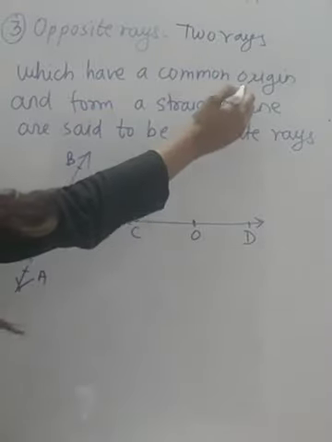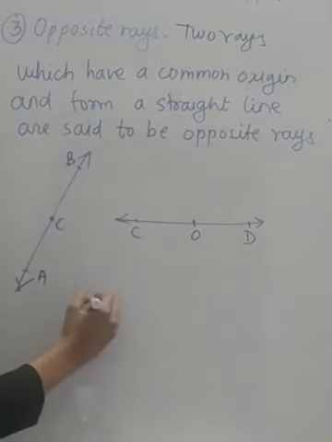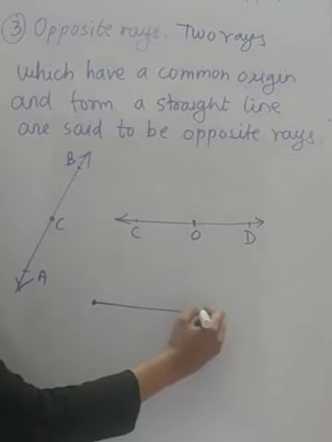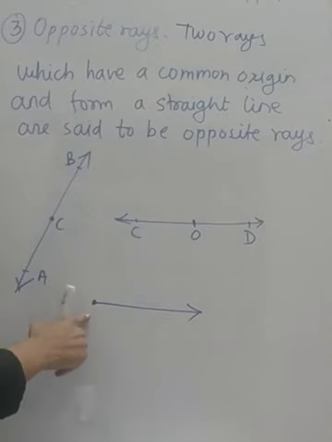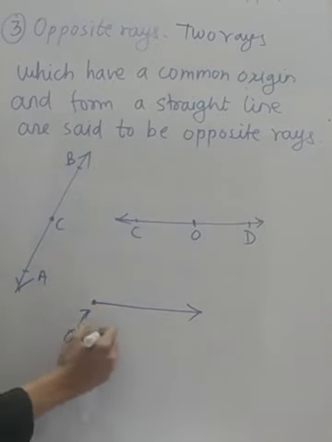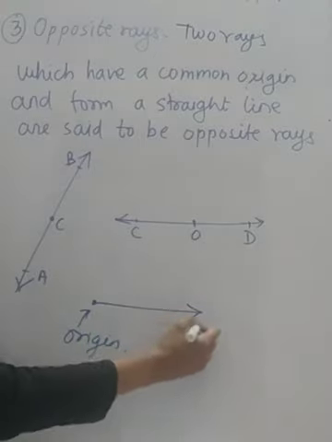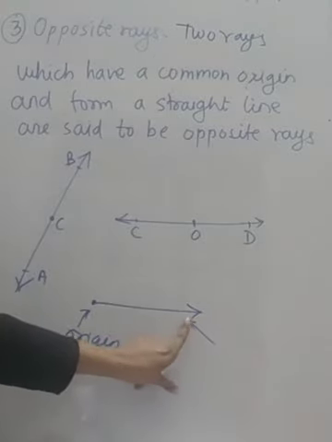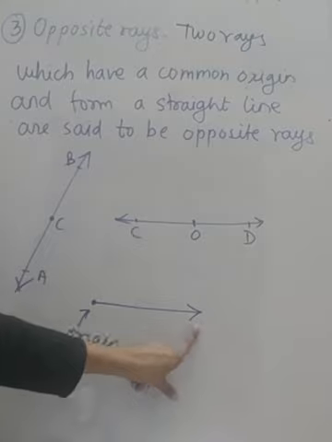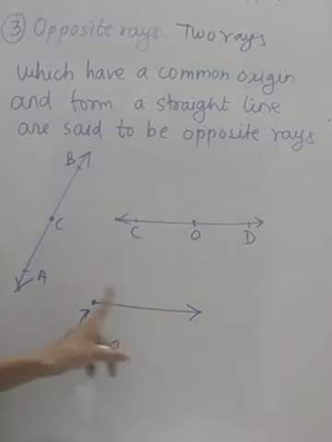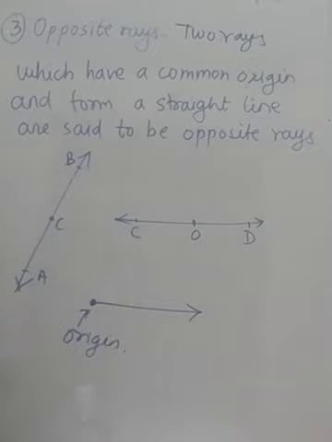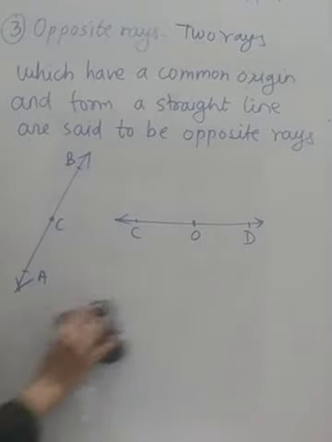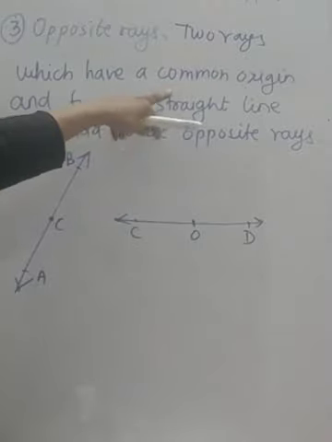Origin means what? Every ray has an origin and an arrowhead. Wherever the ray starts from, that point is called the origin. And this is the arrowhead. This means that the ray can be extended in this direction, not in this direction. This is the end point. So we have two rays with only one, a common origin.